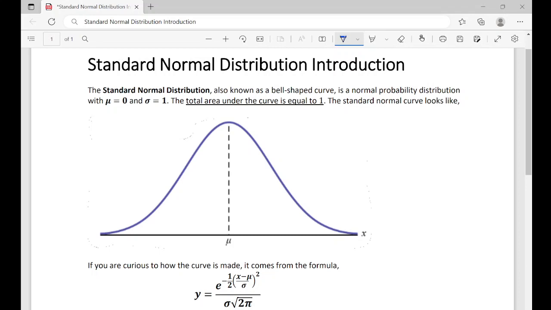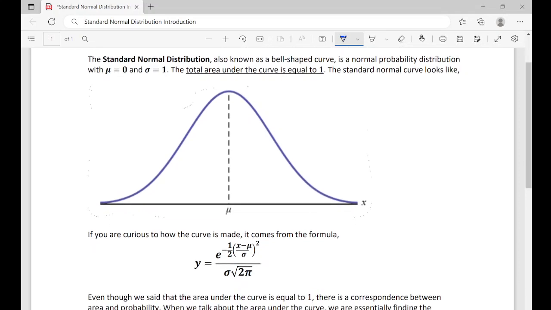If you're actually curious to know what the formula is that makes this curve, here it is right here. That whole thing, when used properly, will give you this curve here. Typically, we don't have to memorize it or use it, but if you're curious to know what it is, here it is.